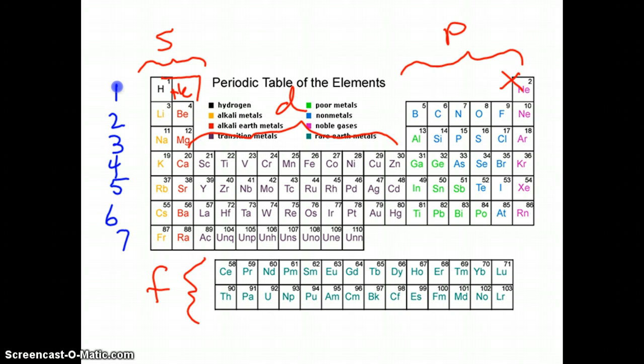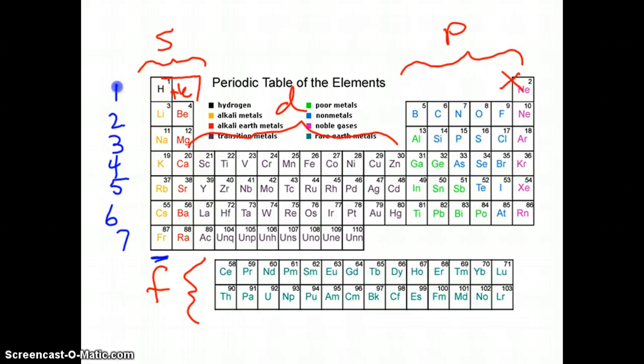And what we said is that the lower the energy level, the closer it is to the nucleus. So what does that tell me? That hydrogen and helium are in the first energy level, and those electrons are closest to the nucleus. And then lithium, beryllium, all the way to neon are in the second energy level, and that's the next layer closest to the nucleus, and so on. So when you get way down to the bottom with francium and radium, those electrons are pretty far away from that nucleus because they're in the 7th energy level.